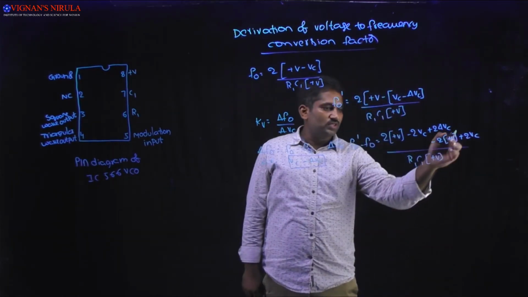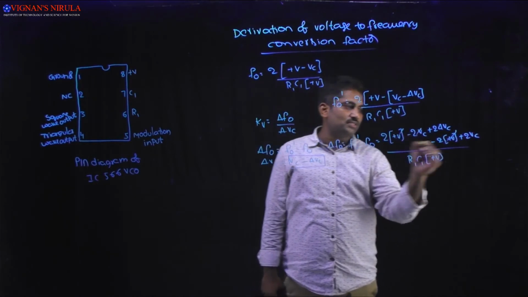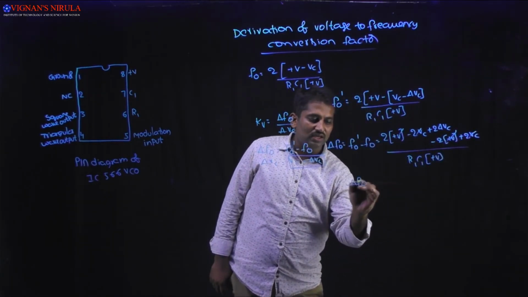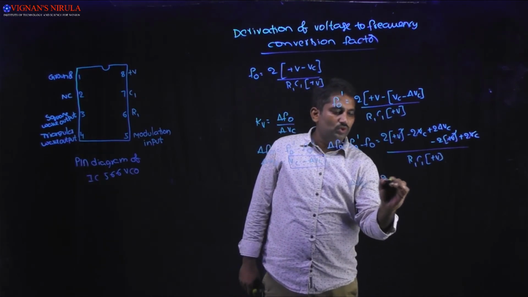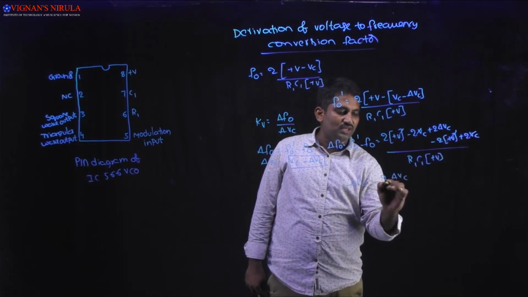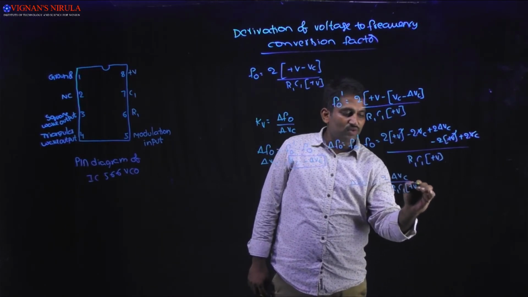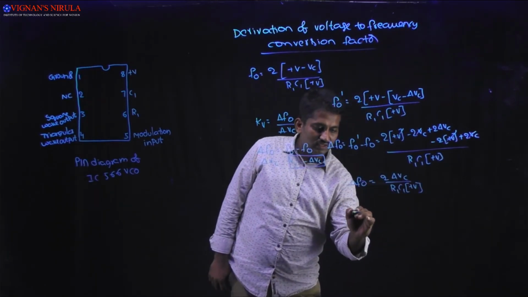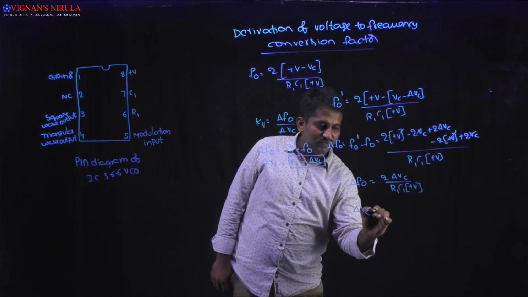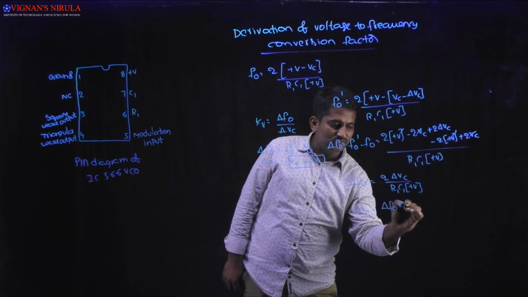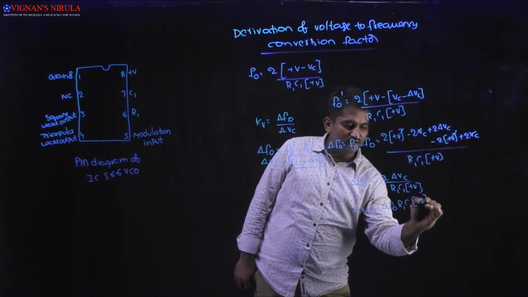Here this one and this one will be cancelled, this and this will be cancelled. Finally we will get delta F naught equal to 2 into delta Vc divided by R1 C1 into +V. From this we can write delta Vc. Delta Vc is equal to delta F naught into R1 C1 plus V divided by 2.